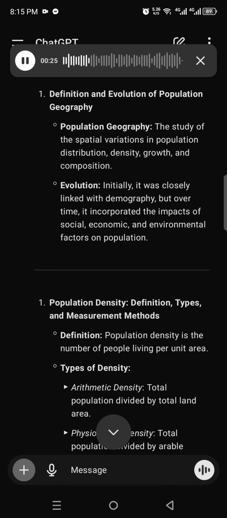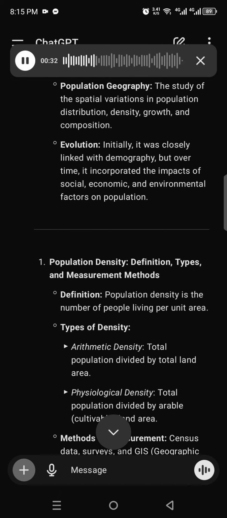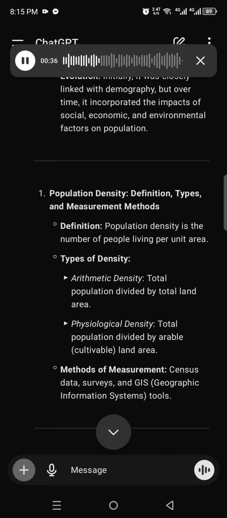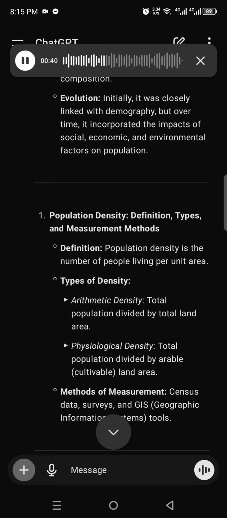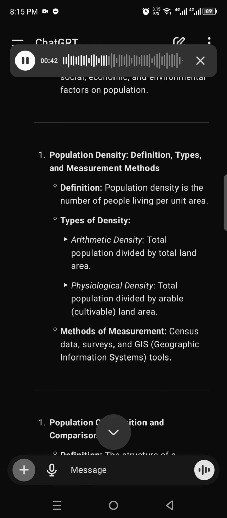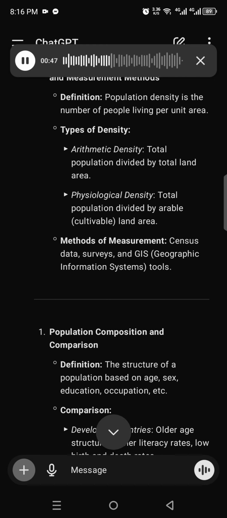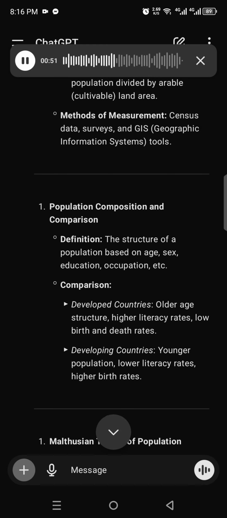2. Population density, definition, types, and measurement methods. Definition: population density is the number of people living per unit area. Types of density: arithmetic density, total population divided by total land area. Physiological density, total population divided by arable, cultivable land area. Methods of measurement: census data, surveys, and GIS, Geographic Information Systems tools.